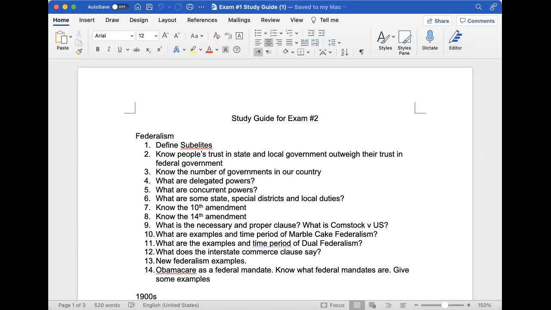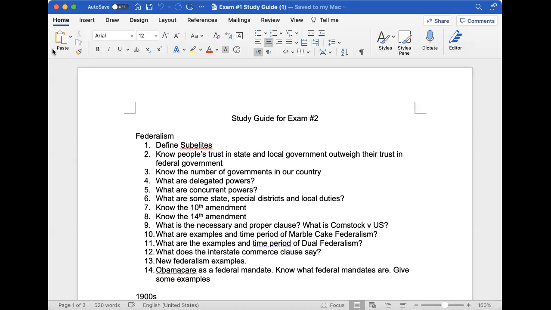Okay, everybody. So this is the review for the exam that'll be due on Saturday. It's going to cover weeks 2 through 5, and I have the study guide posted in the announcement section as well as in the second week module. So the first thing we're going to talk about is federalism.